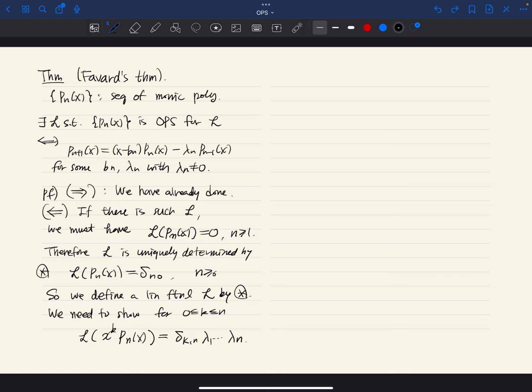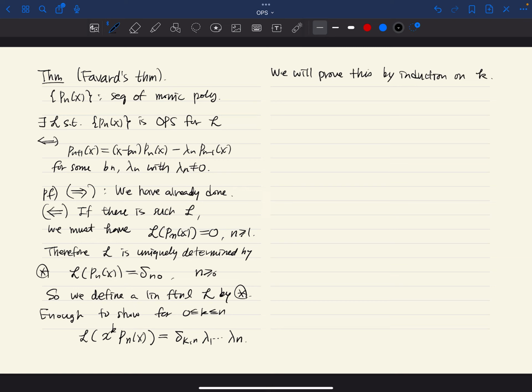Okay, maybe we need to show that. I think it's better to say it's enough to show this, right? Because of the theorem that we had before. So how can we prove this? We will prove this by induction on what? Not n, but on k. We will prove this by induction on k.